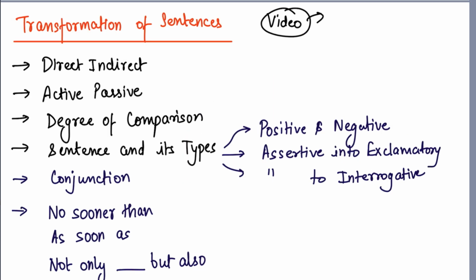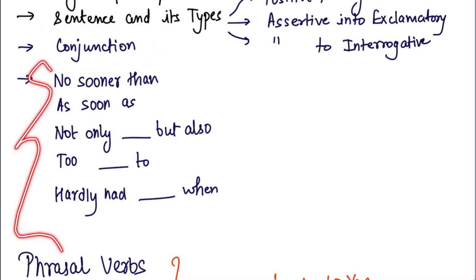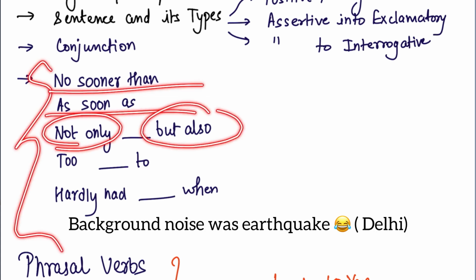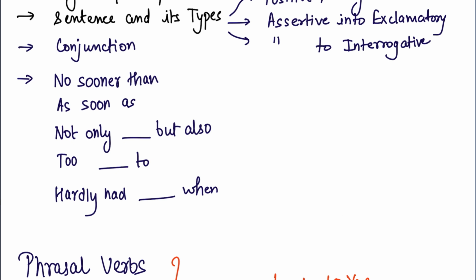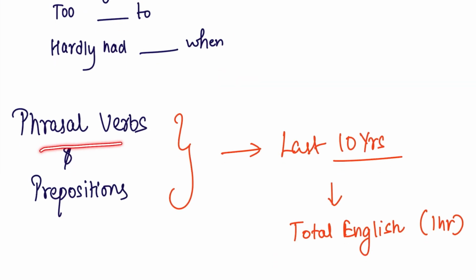Moving on to the transformation of sentences, we have different questions that are asked here. Direct, indirect is one of them. You have to practice all these topics that I am going to tell you. Direct, indirect. Then we have active, passive voice, degree of comparison, sentence and its types, then conjunction. These sentences start with no sooner than, as soon as, not only but also, hardly had, when. Then we move on to phrasal verbs and prepositions.